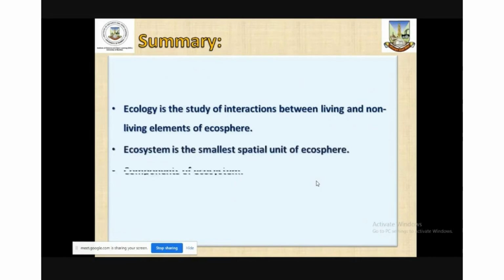So what we have discussed till now, we have discussed the ecology, ecosphere, and ecosystem concepts. We have also discussed that the ecosystem is the smallest unit of the ecosphere, and we have discussed the components of the ecosystem, both abiotic and biotic components. So we will be discussing the functioning of the ecosystem and other elements of the ecosystem in the next lecture.